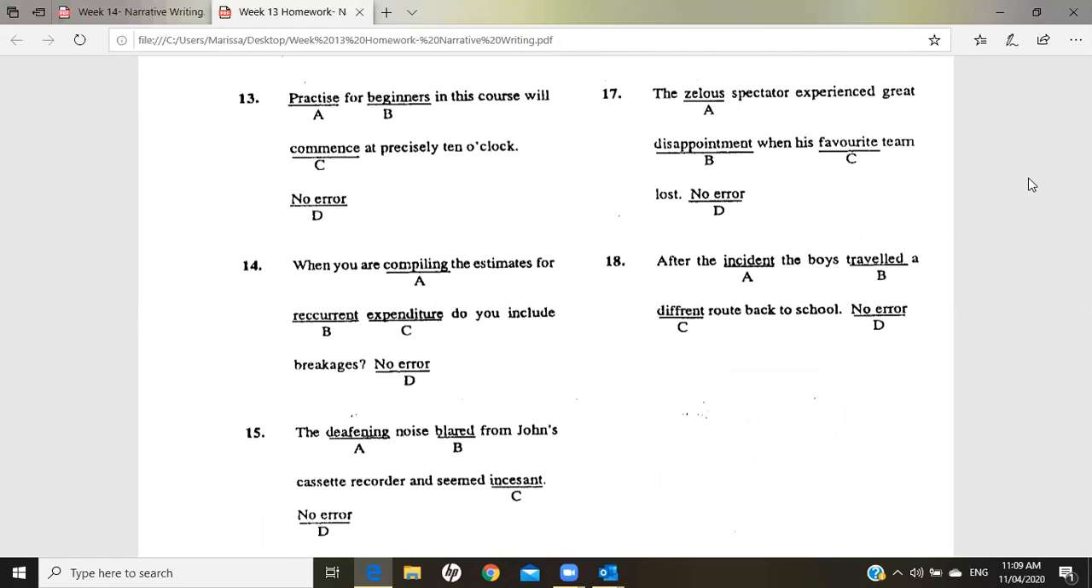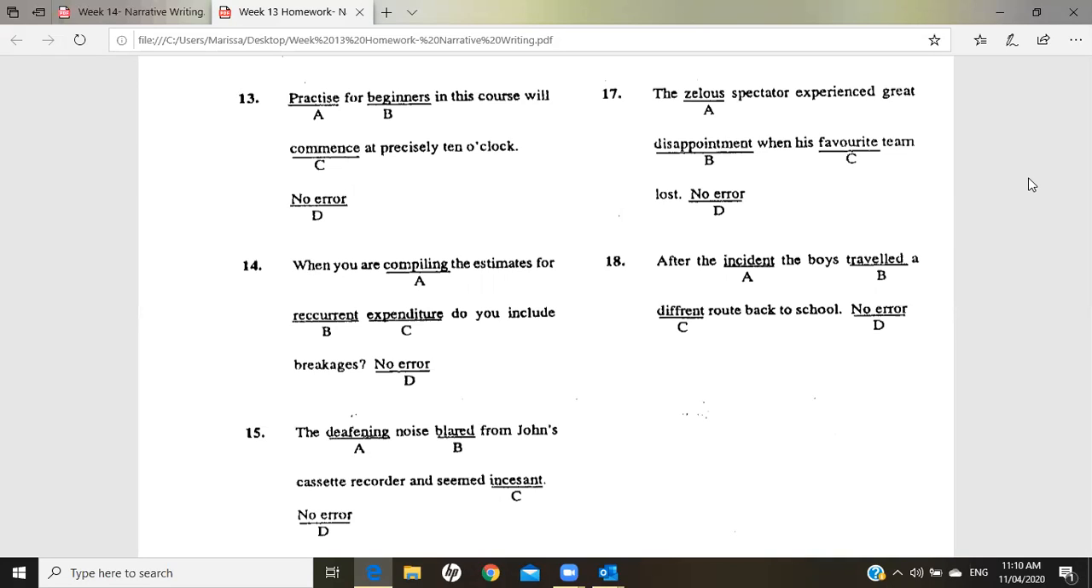Are you back with us, Jolan? Yeah. Good. So you would do the section for us, starting with number 13. You read the sentence and then you tell us which word is spelled incorrectly or if there's no error. Practice for beginners. In this course will commence at precisely 10 o'clock. A. Yes, practice. That practice is supposed to be the one with the CE at the end.